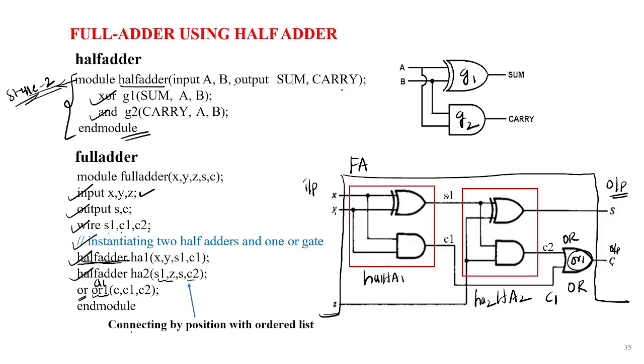This is nothing but connection by position with order list. It means whatever order you declared in your design, that same order you need to follow.